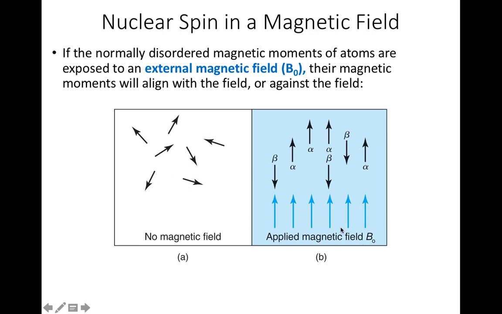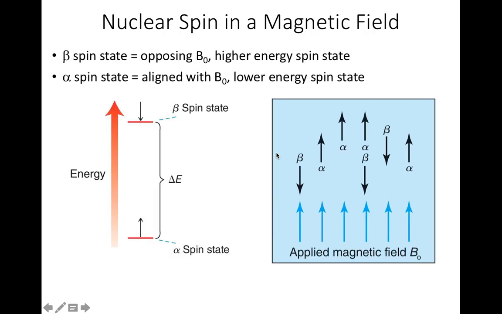But if we apply a magnetic field to our sample of nuclei, the nuclei will align themselves with the magnetic field, either in the same direction or in the opposite direction of the magnetic field. It turns out these different orientations have different energies. The spin state that is aligned with the magnetic field, which we call the alpha spin, is lower in energy than the beta spin state that is opposite to the applied magnetic field.